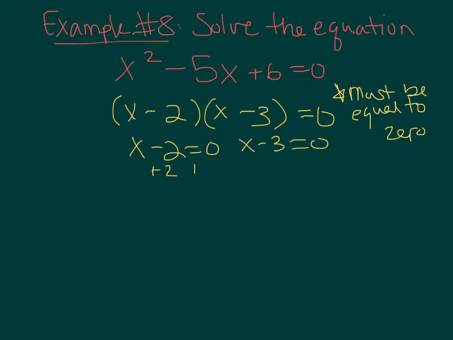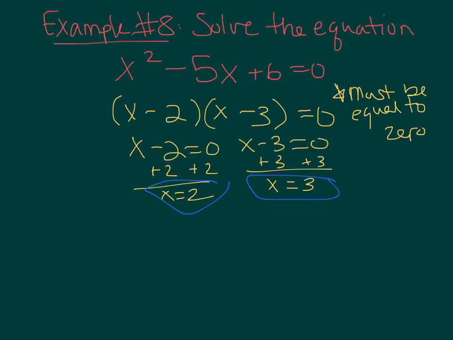x - 2 = 0, x - 3 = 0. I'm going to add 2 to both sides. I get x equals 2. Right here, I'm going to add 3 to both sides. I get x equals 3. So these are my two answers.